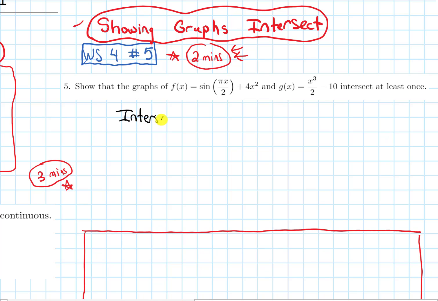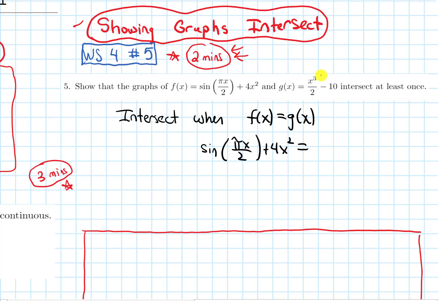My graphs would intersect when f of x equals g of x. I would set those equations equal to each other. So f of x is sine of pi x over 2 plus 4x squared, and I'm setting that equal to g of x, x to the third over 2 minus 10.